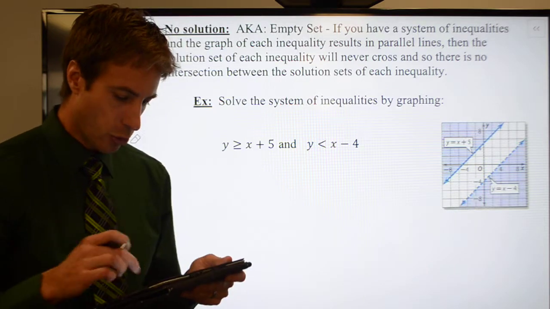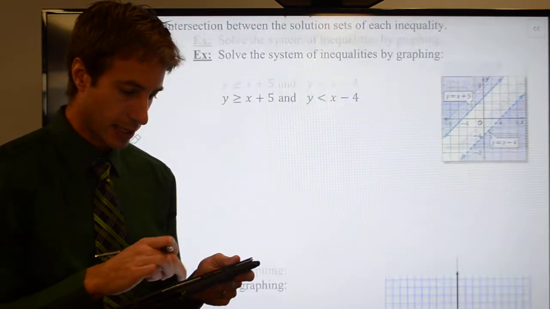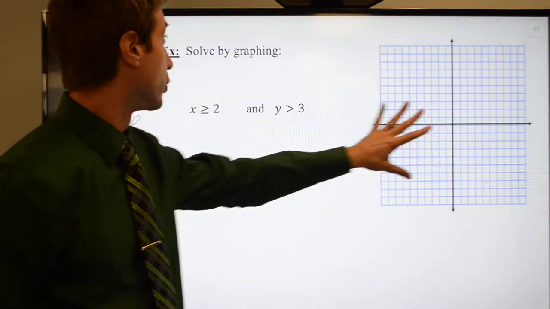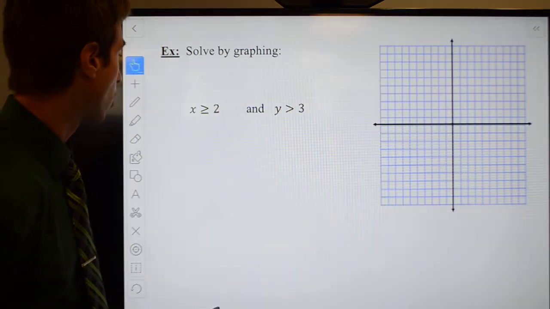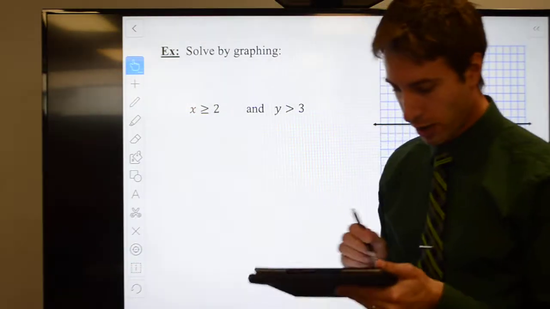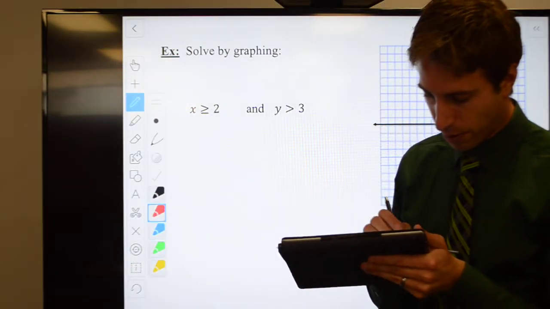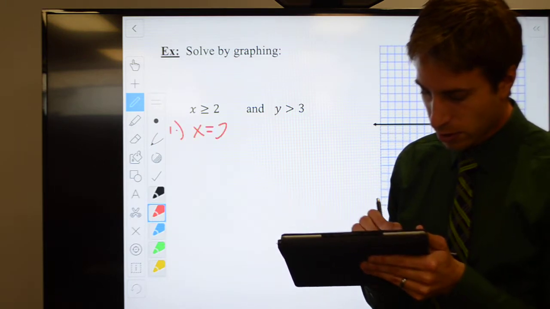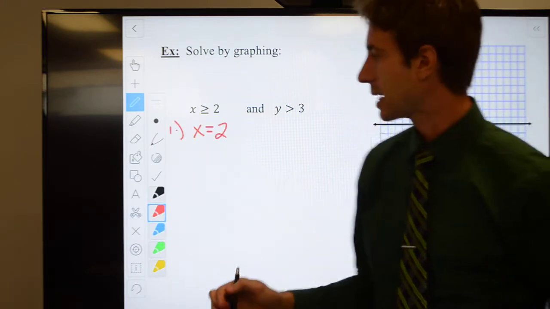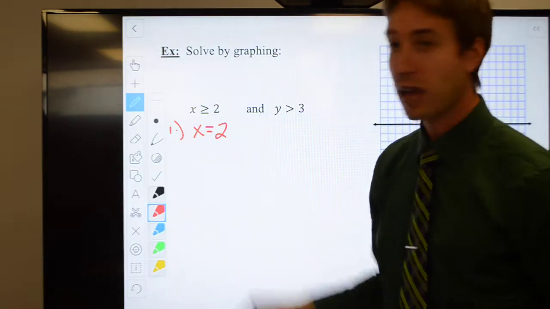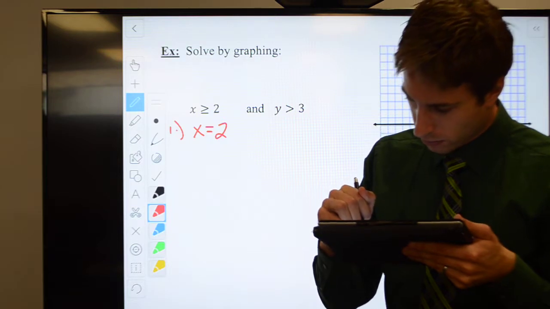So here we go. The one that I wanted to do when we got to this page, let's go ahead and do this system of inequalities. I'm going to do this one first, so let me step over here so you can see my work. Let's run through our steps. Step 1. We're going to graph x equals 2. Well, that's easy to do. Anytime you have x equals, it will be a vertical line, and a vertical line at x equals 2.